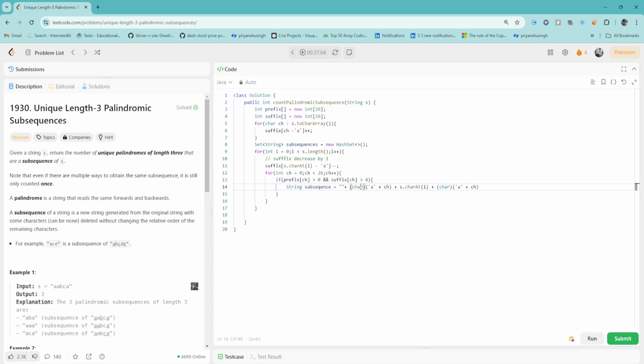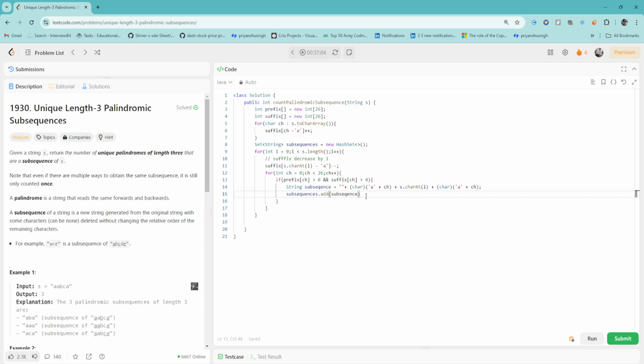If you are wondering why I have added the double quotes previous to this string, it's because by default it would be a character or an integer addition if I don't put these double quotes. To make this a string, that's why I'm appending the empty string. After that, I would put this subsequence in the set of subsequences, subsequences dot add this subsequence.